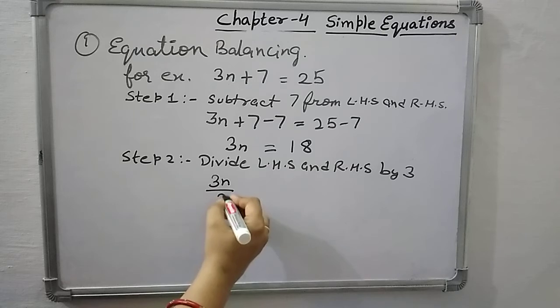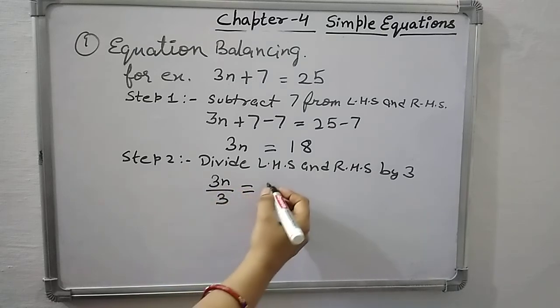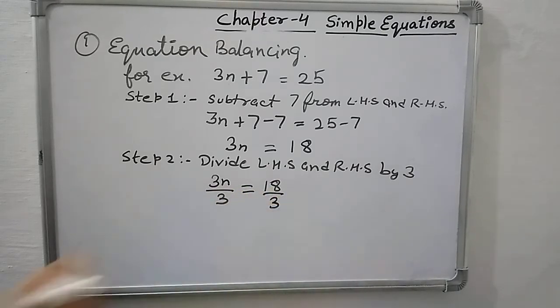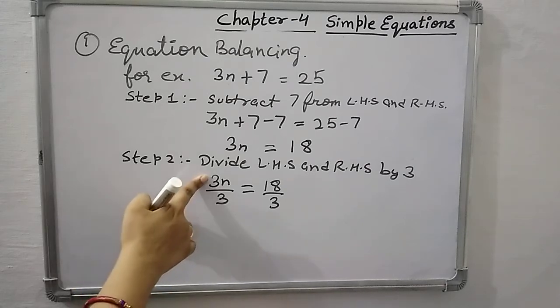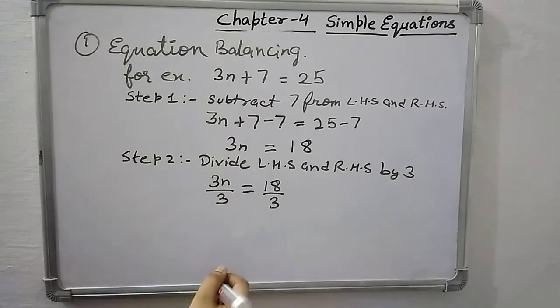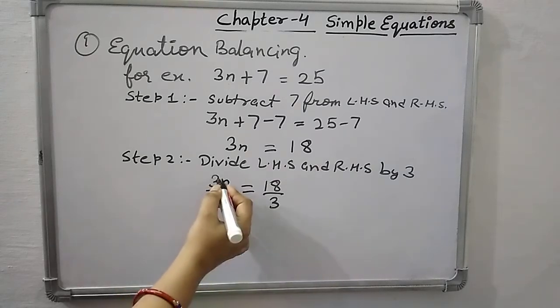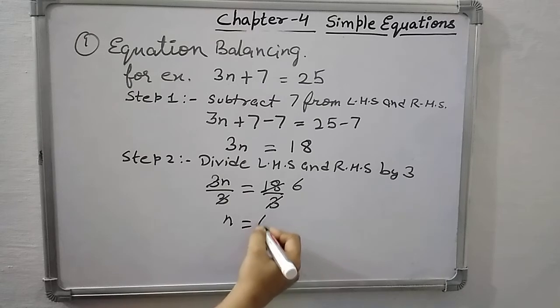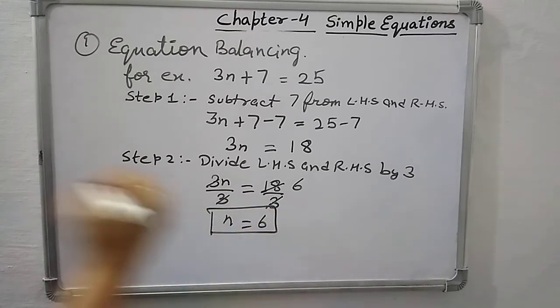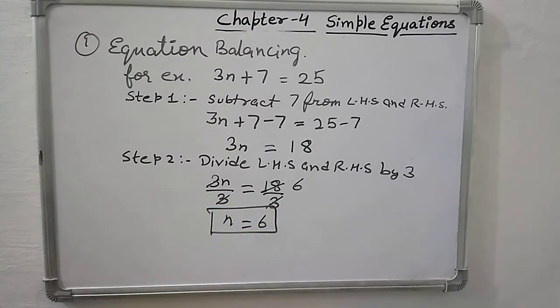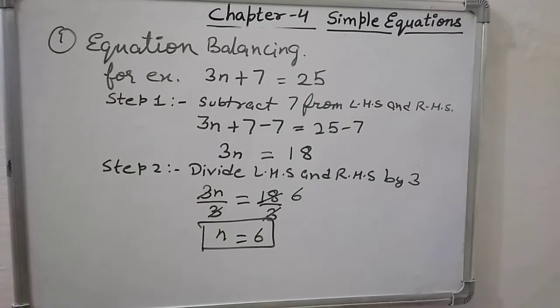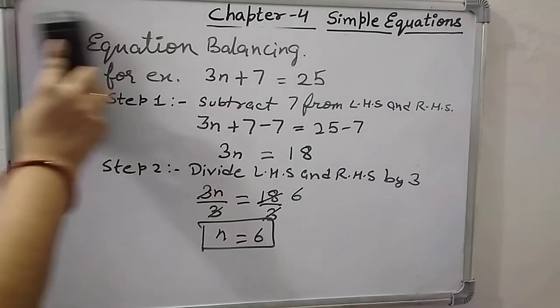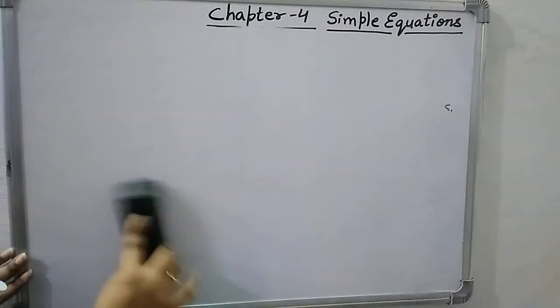So after dividing, the equation will become 3n upon 3 equal to 18 upon 3. Now this 3 can be divided by this 3, and this 18 can also be divided by 3. So after dividing, we get n equal to 6, and this is our answer. This is equation balancing method to solve any equation. Now come to second method, which is transposing.